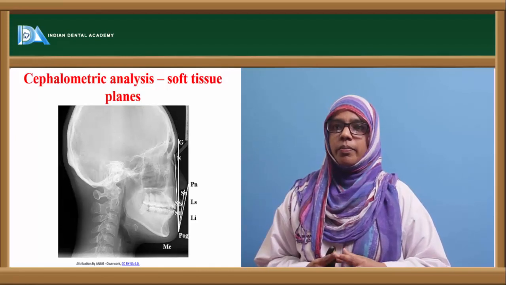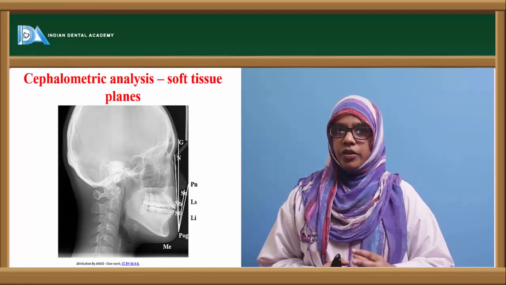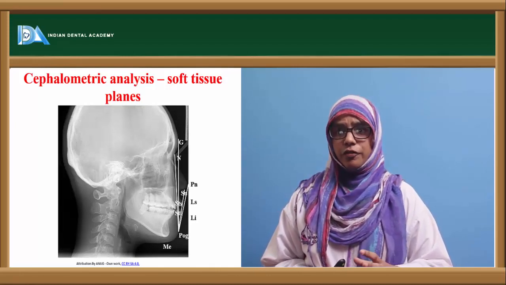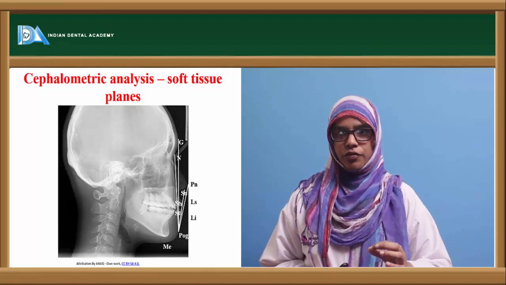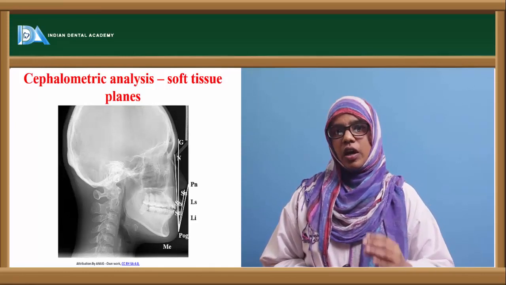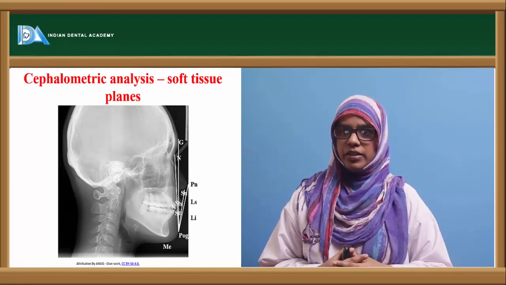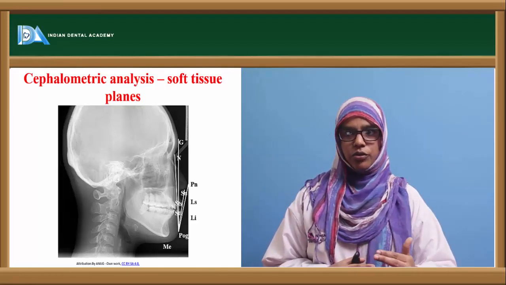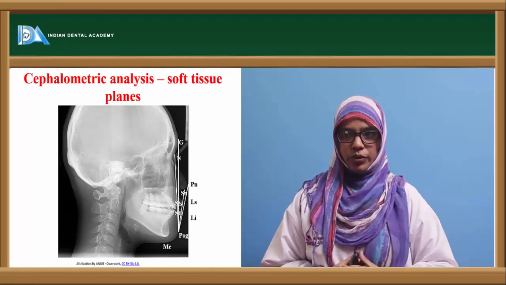Let's move on to the planes of soft tissue analysis. The first one is the facial plane. It starts from the nasion to pogonion. It's a line drawn from nasion to pogonion. Now this facial plane is further divided into upper facial plane and lower facial plane. Upper facial plane starts from the glabella to the subnasale, and lower facial plane starts from subnasale to pogonion.